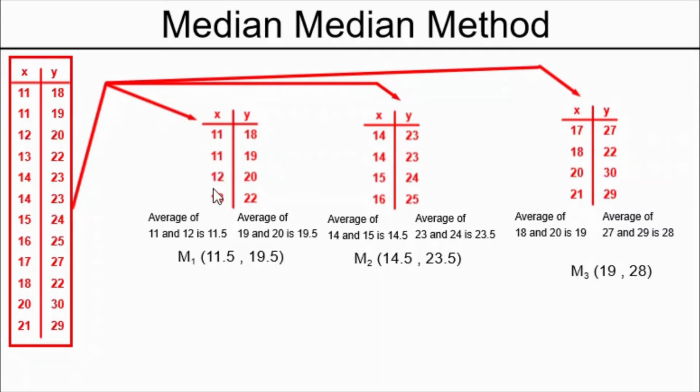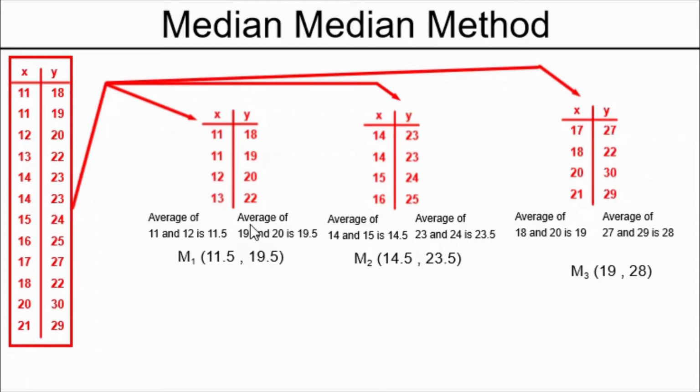Then we find the median of the x values and the median of the y values for each of the smaller tables. For the x values, this is very straightforward because they're already in increasing order. For the y values, you have to slow down and be careful because they're not necessarily in increasing order, like this set here in the third table.